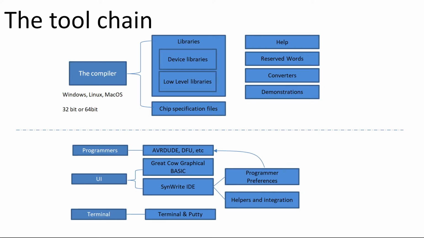It is essentially three major components and an optional component at the bottom. So let's go through the three major components. We have the compiler, which is developed for Windows, Linux, macOS, and other operating systems. You can compile it up. We give you the source code for 32-bit or 64-bit operating systems.